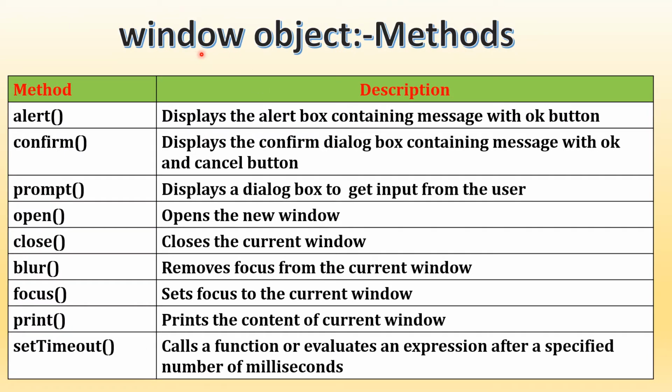Now we are going to learn window methods. The methods are these, followed by the parenthesis, and their description. You need to study this very well. You should know the description also well. Alert, confirm and prompt, these three we have already learned in 11th standard. Alert, what does it do? It displays a dialog box with your message and an OK button.